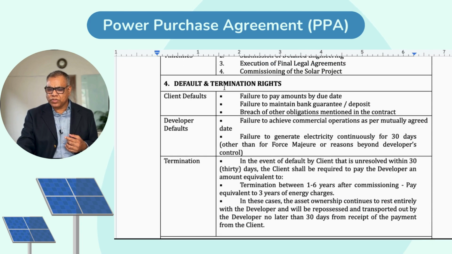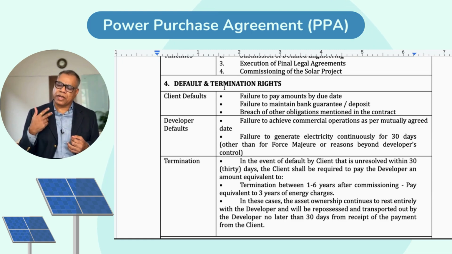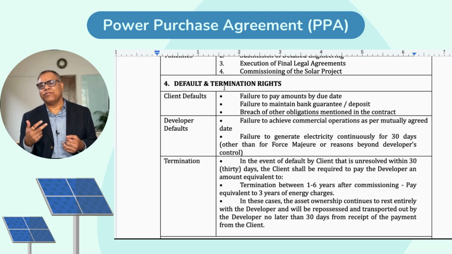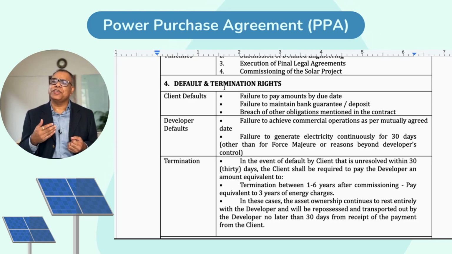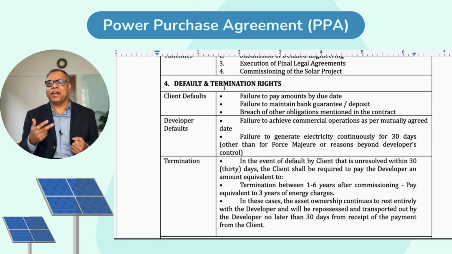Now, coming to some more clauses, you have defaults and timelines. So what are the client defaults? We also discussed the client default, that means the off-taker's default. If he is not paying your payments in time, that can be the first record. Then he has to maintain the guarantees or revolving letter of credit. That is the second part. If he defaults on any of them, then this is known as default from the off-taker or from the client.